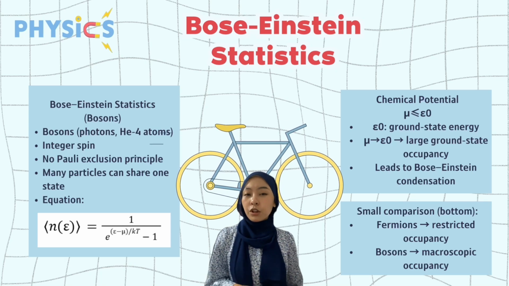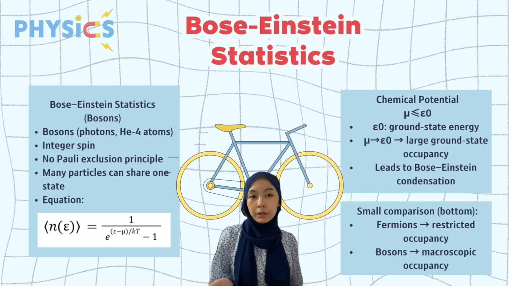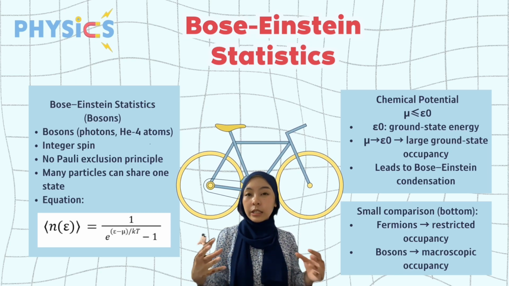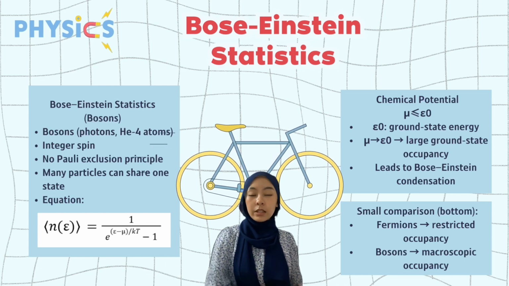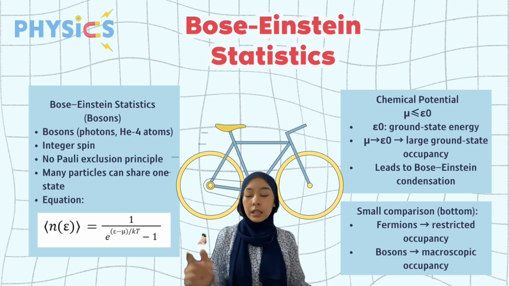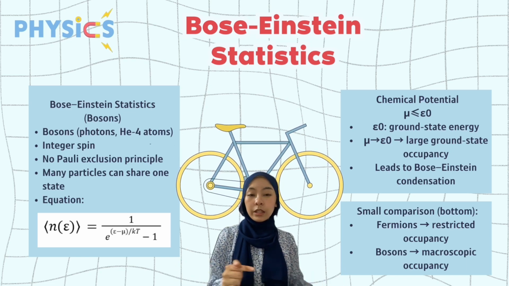Unlike fermions, bosons do not obey the Pauli exclusion principle, so many particles can occupy the same energy state. The Bose-Einstein distribution shows that the occupation number increases strongly for low energy states. Here, the chemical potential must always satisfy the condition mu less than or equal to epsilon zero, where epsilon zero is the ground state energy. So as mu approaches epsilon zero from below, the occupancy of the lowest energy state becomes large.